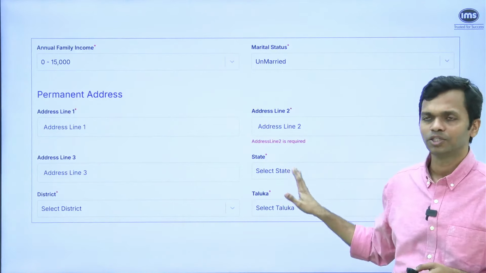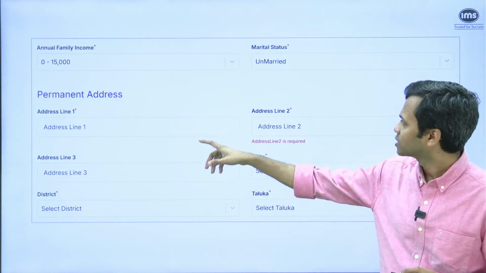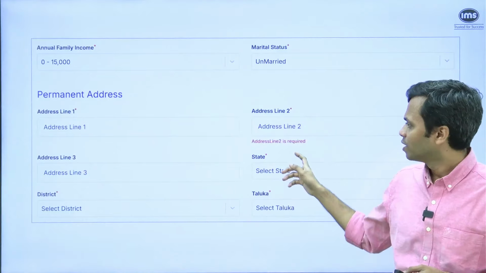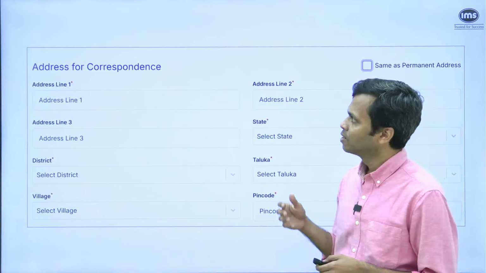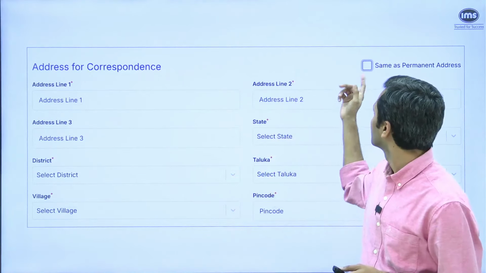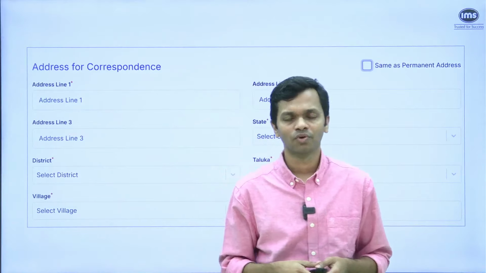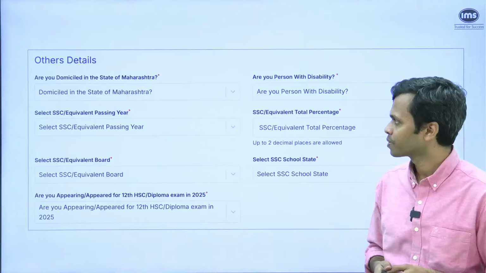Again, just mention the address. Straightforward, nothing complicated here. Address line 1 and 2 is mandatory, 3 is optional. You can decide to skip it. Enter state, district and taluka, and you can move forward. Then there's a question on address for correspondence. If it is same, you can simply click here, which is same as permanent address, and then you don't have to enter any information. But if it is different, you can always enter another address as well.